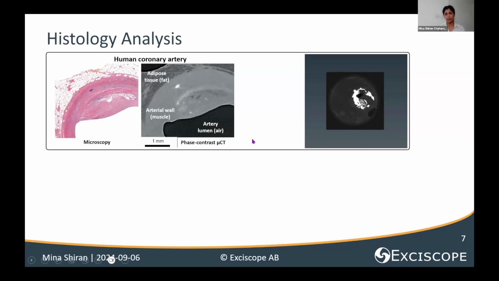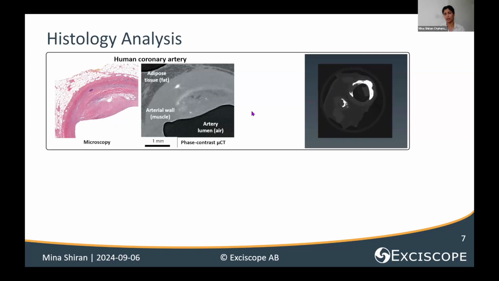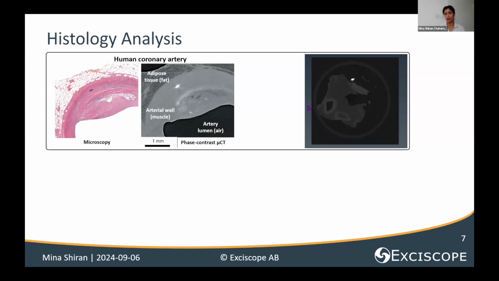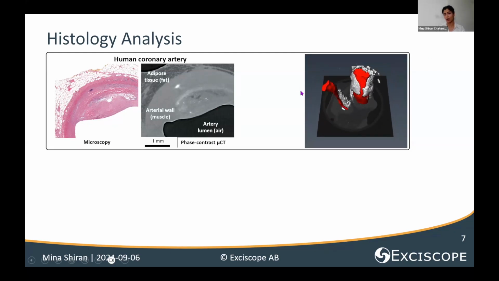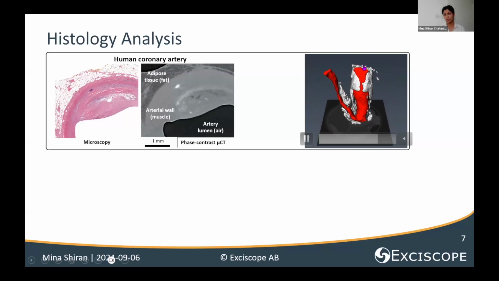On the other hand, phase contrast micro-CT can provide good contrast between different components, and it can also provide the 3D volume, the 3D rendering and the volume data on the samples. You can see basically the outline of the vessels and also the calcification distribution alongside the vessel. And you can even do further simulation and see how the blood flows through the vessel.